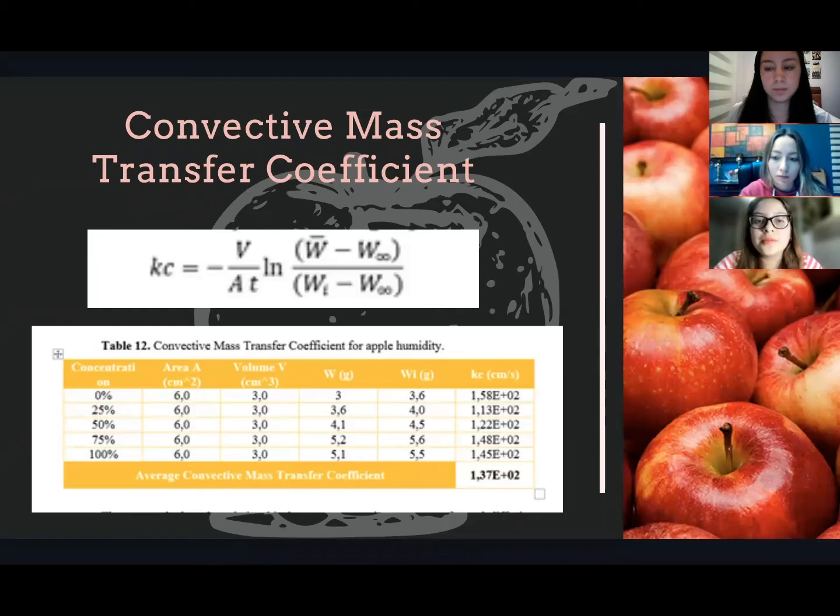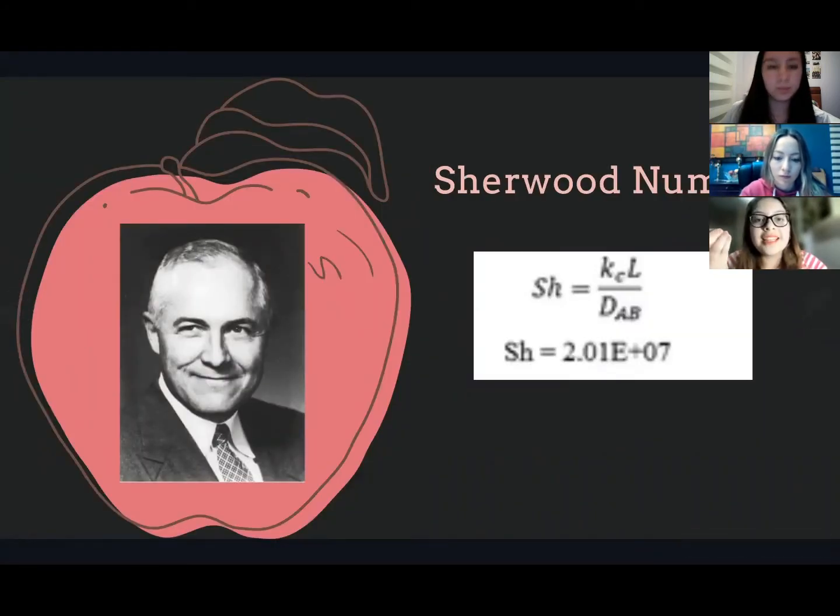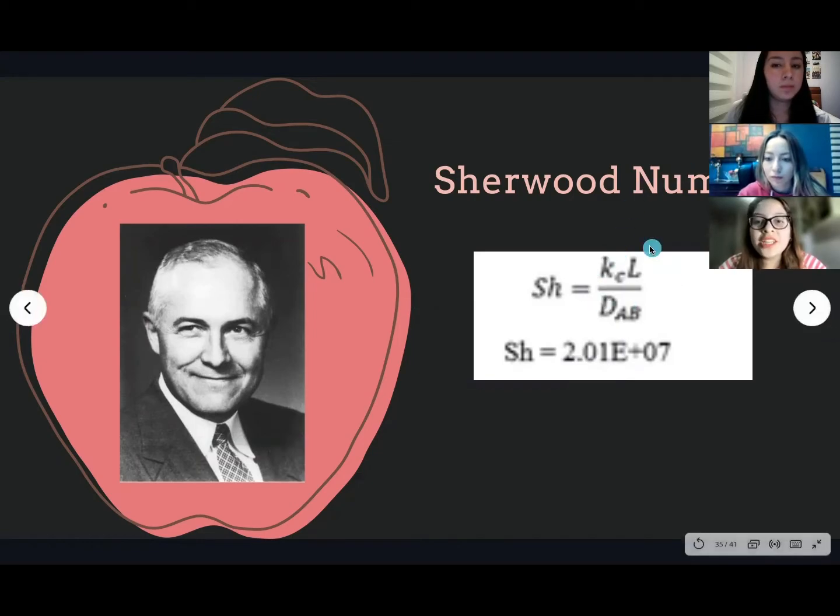1.37 times 10 to the 2 centimeters per second, and this, along with the diffusion coefficient, supports obtaining the Sherwood number. The Sherwood number led to a value of 2.01 times 10 to the 7, which according to the equations means that the real mechanism was in fact convection.